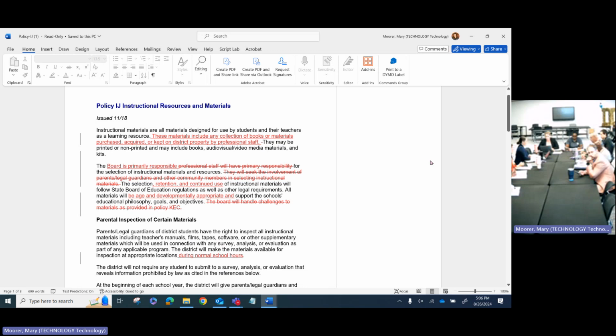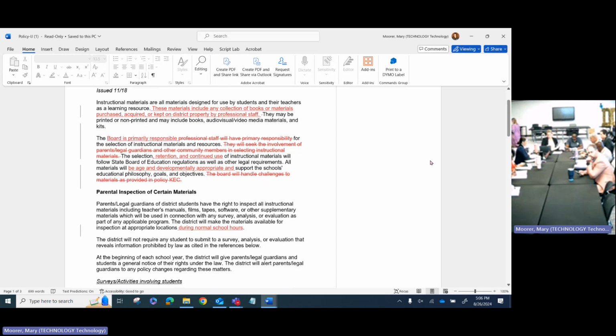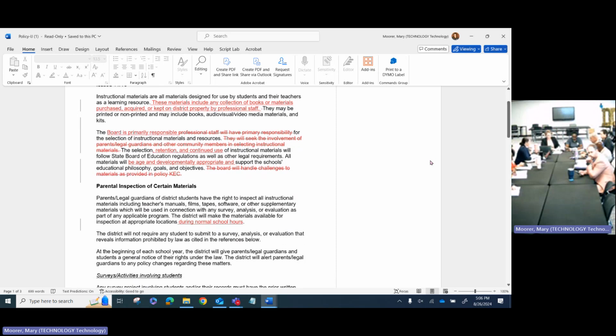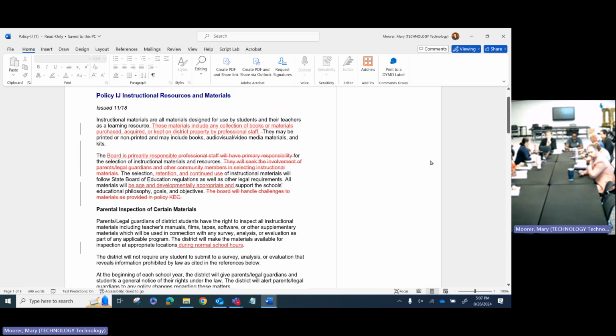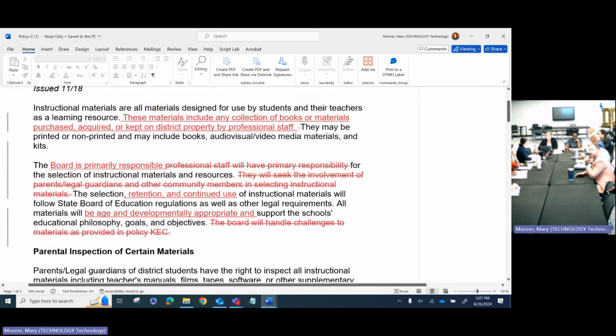What were the red lines here? One recommendation on this policy was in the second paragraph, after the first sentence, primarily responsible for selection of instructional materials and resources, is recommended to add: this responsibility will be delegated to the trained professional staff and the district administration, with the review of the board for any materials or resources for which a parent or guardian submits a complaint form. These are all from model policy. All of the red line changes are from the model.